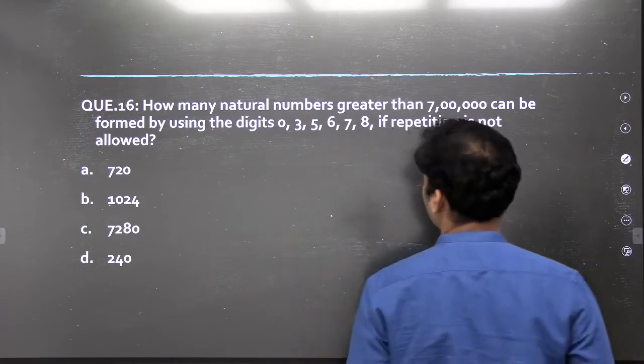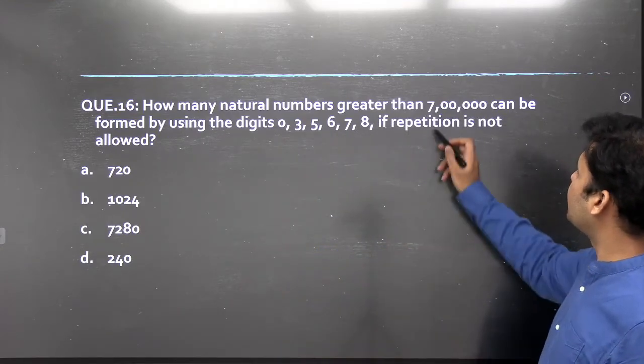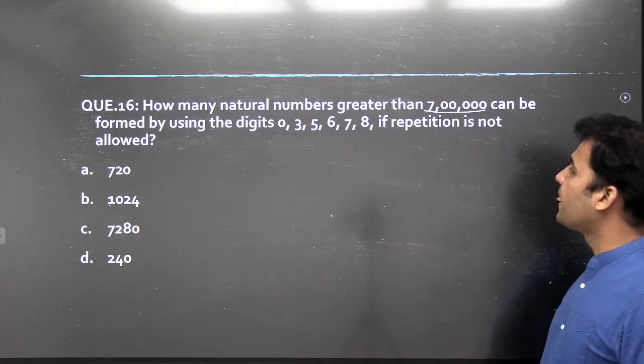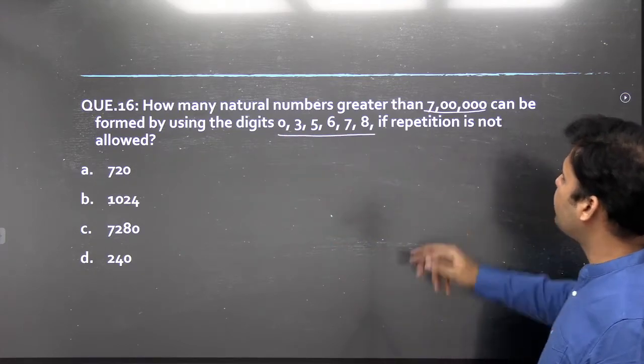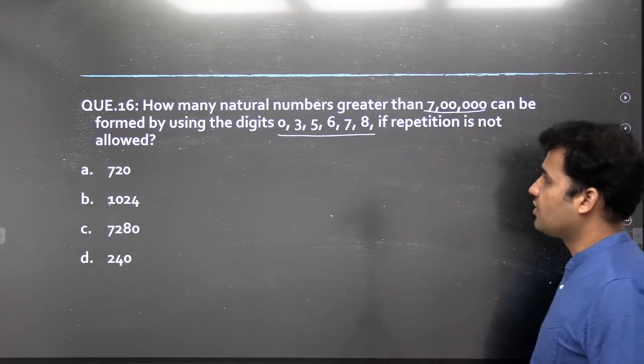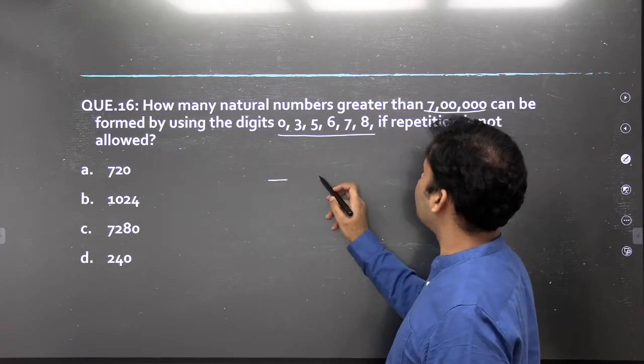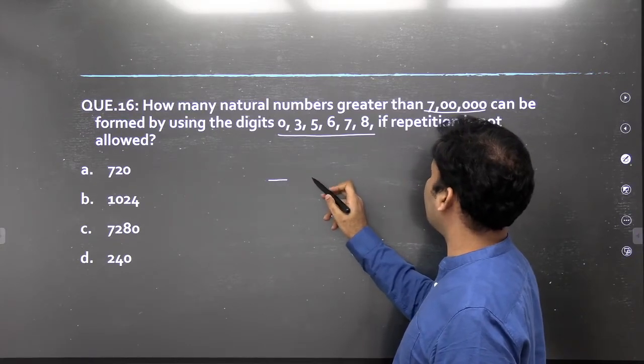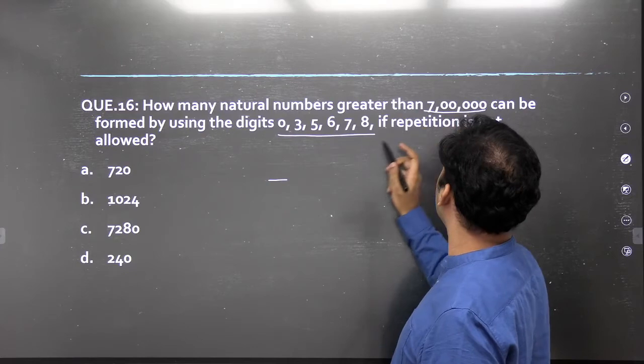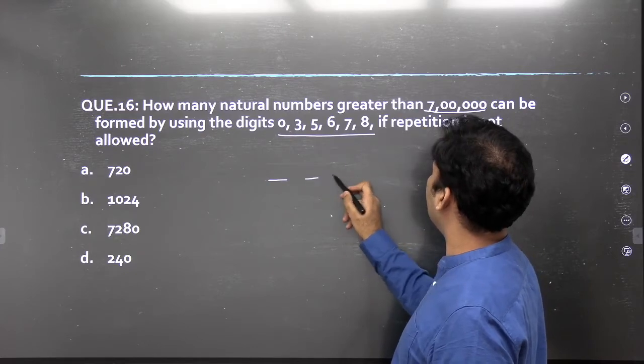It's a very simple question. How many natural numbers greater than 7 lakh can be formed by using the digits 0, 3, 5, 6, 7, 8 if repetition is not allowed? So if I have to make a number greater than 7 lakh, first of all I have to make the numbers of 6.